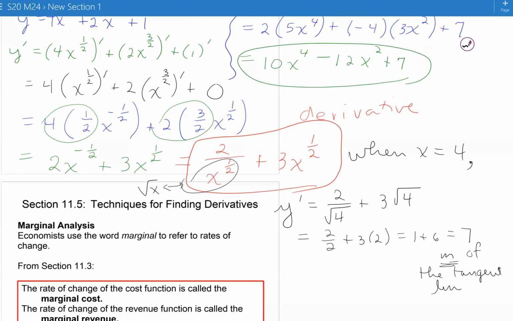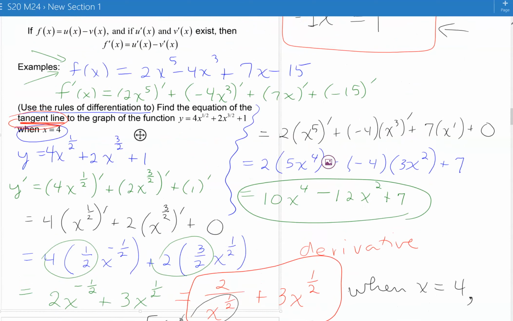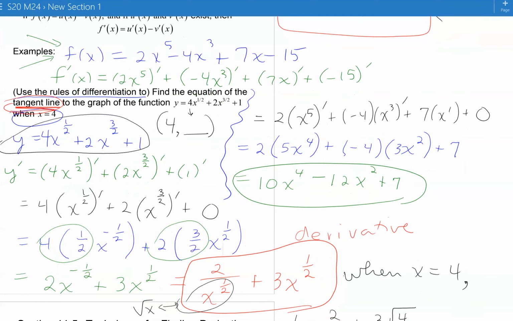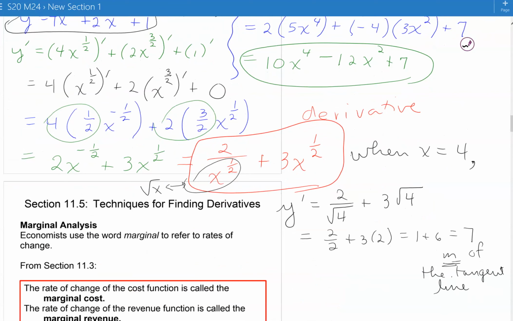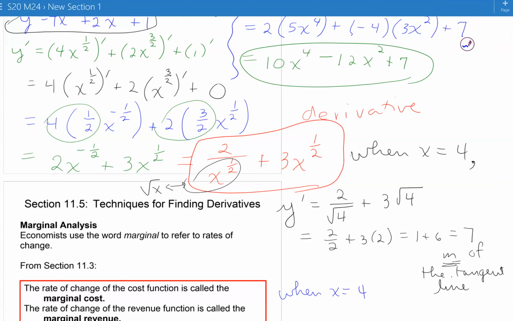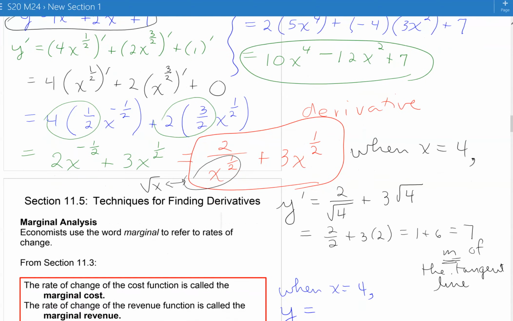The derivative tells you the slope of the tangent line. So now we need to go back to the function and say, I need to find the y coordinate of the point when x is 4, but I have this function here that tells me how to find the y coordinate of a point on that graph. So when x is 4, and see how important it is to label, because now I'm doing y. I'm finding the y coordinate of a point.